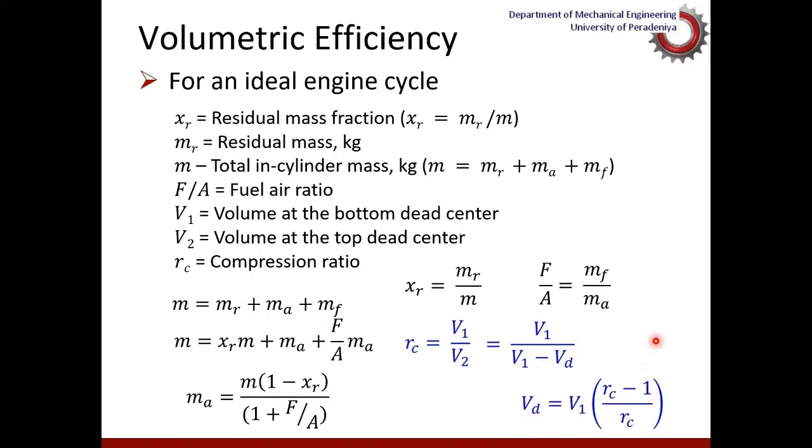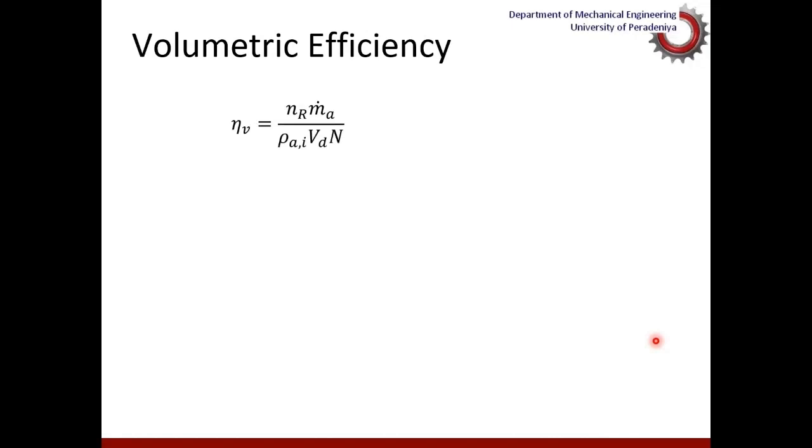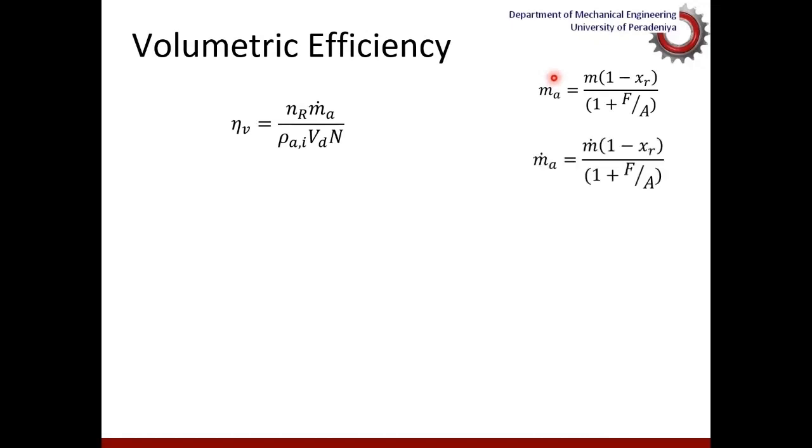So now we can substitute these values into the equation for volumetric efficiency that we looked at earlier, and this is what we obtained for MA. If you want to represent this in the form of MA dot, that is the air flow rate, then of course this has to be the mass flow rate into the system. So you can replace this MA dot with this.